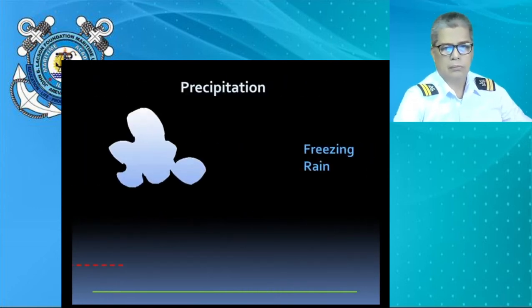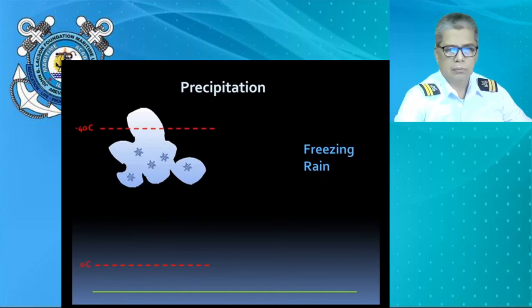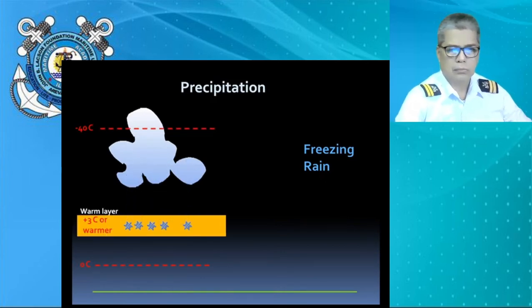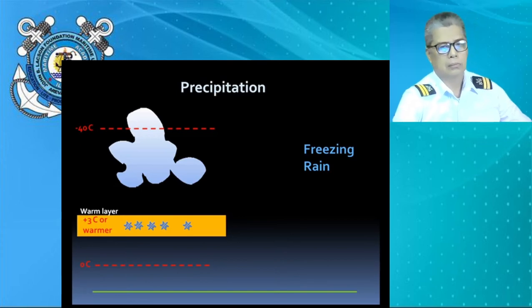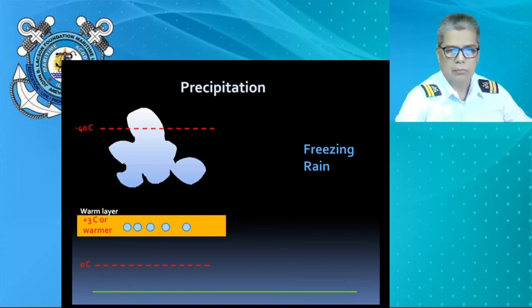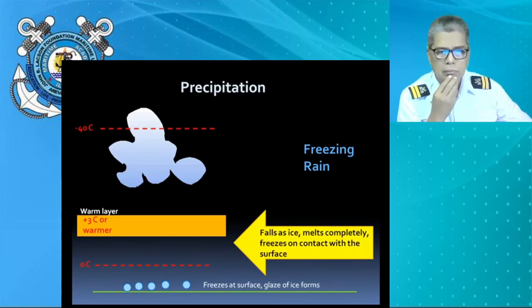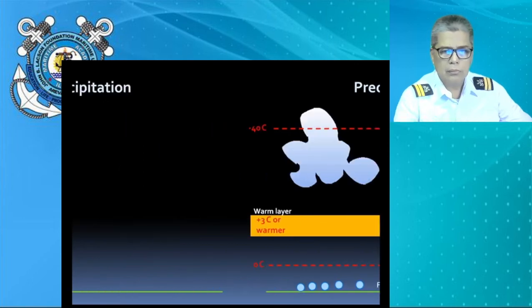Freezing rain is very similar to sleet, falling as ice crystals into a warm layer. However, this warm layer is 3 degrees Celsius or greater, which results in complete melting. Now rain, they fall to the surface where it is below freezing. Thus, the liquid freezes on contact, resulting in freezing rain.